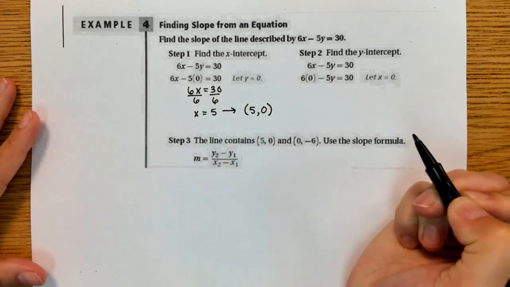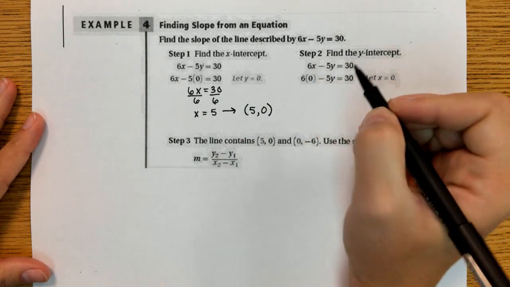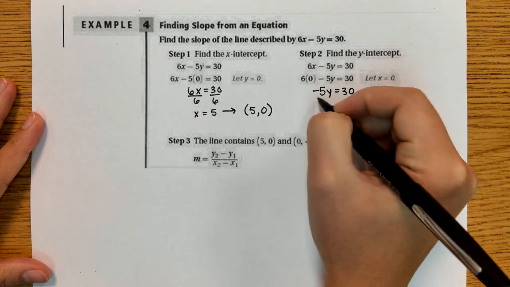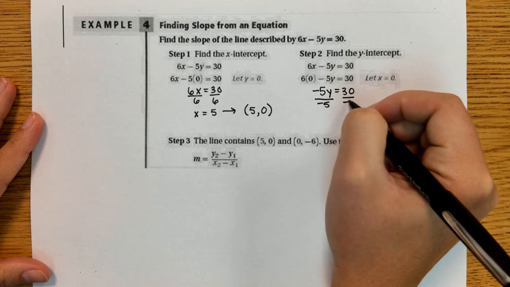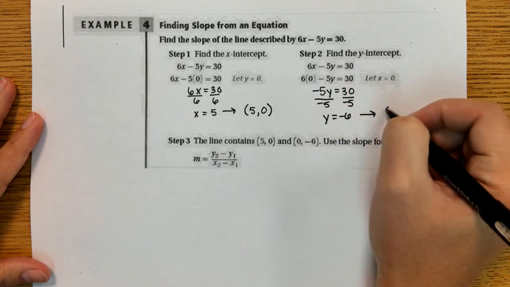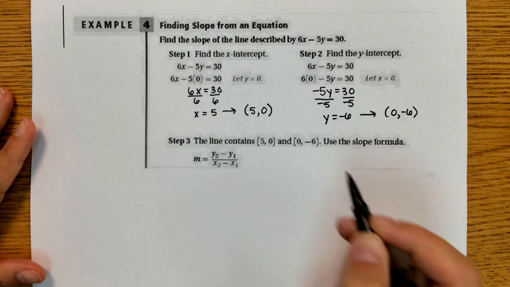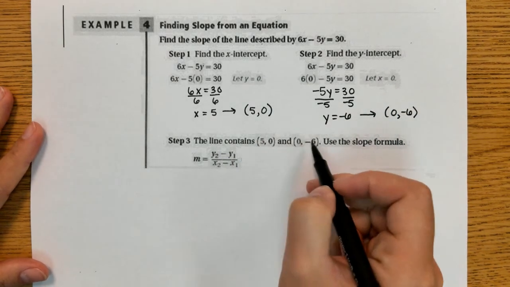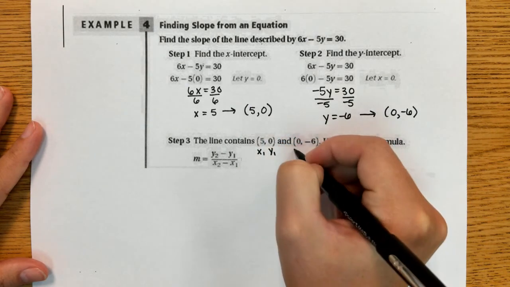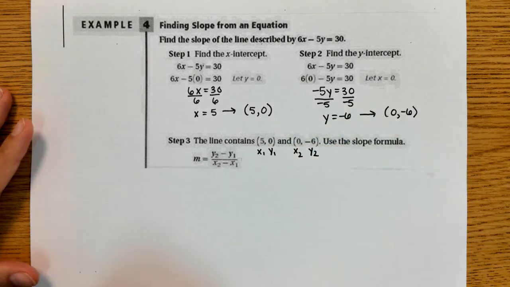That's our x-intercept. To find the y-intercept, x becomes 0, so 6 times 0 is 0. So then I'm going to have negative 5y equals 30. Divide by negative 5. Y equals negative 6. So that means our coordinate is 0, negative 6. Okay? So now I have these 2 points, 5, 0, and 0, negative 6. I'm going to say 5, 0 is my first coordinate, and 0, negative 6 is my second coordinate.